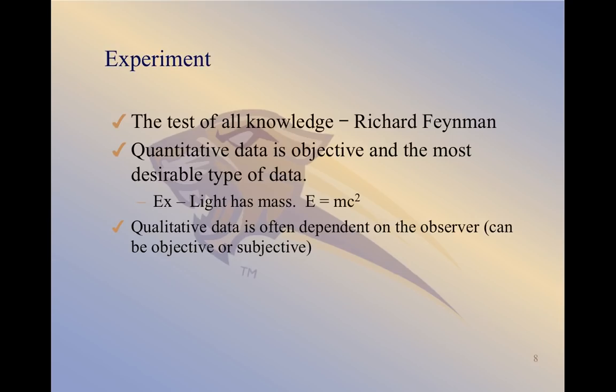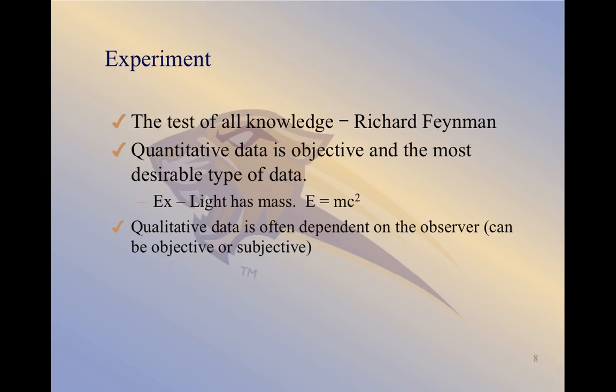Qualitative data is often dependent on the observer, and it can be objective or subjective, but we have to be really careful about qualitative data because it's usually in comparison to something else. Sometimes that is all we have. That's all we can base our observations on, and we have to run with it. So we have to be careful of it.